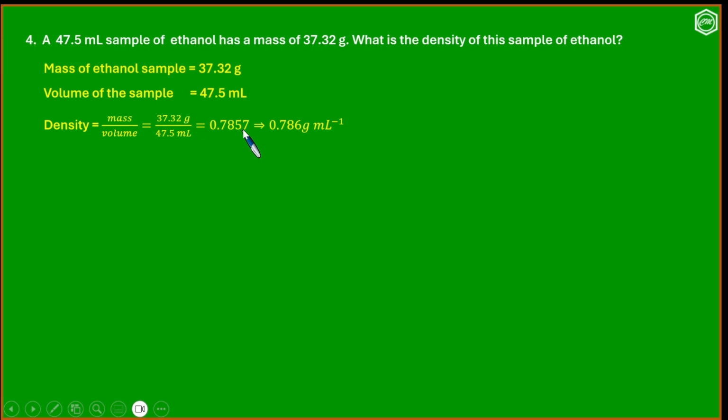0.7857, and the least precise value is 47.5. It contains 3 significant figures. Therefore, the answer should also contain 3 significant figures. So the last digit to be retained is 5, and the digit to be dropped is 7. So 5 increases by 1. So the final value will be 0.786 gram per ml.